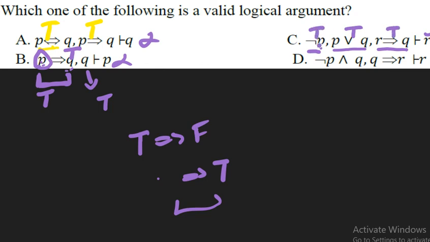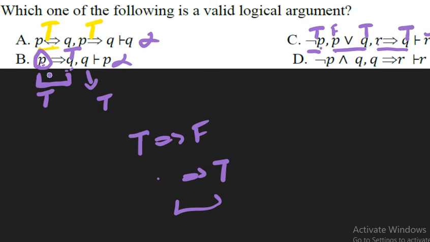Okay, if negation P is true, what will P be? It's going to be false. If P is false, necessarily Q must be what? True, because the whole is true as a premise. So Q must be true. Okay. Now, if Q is true, what can you say about R?